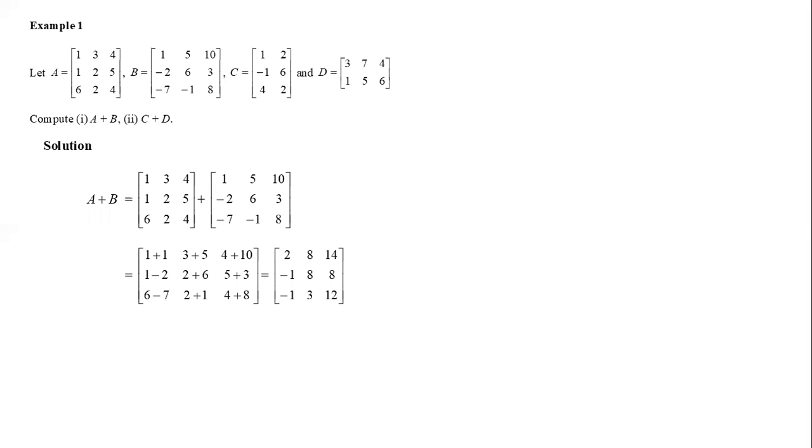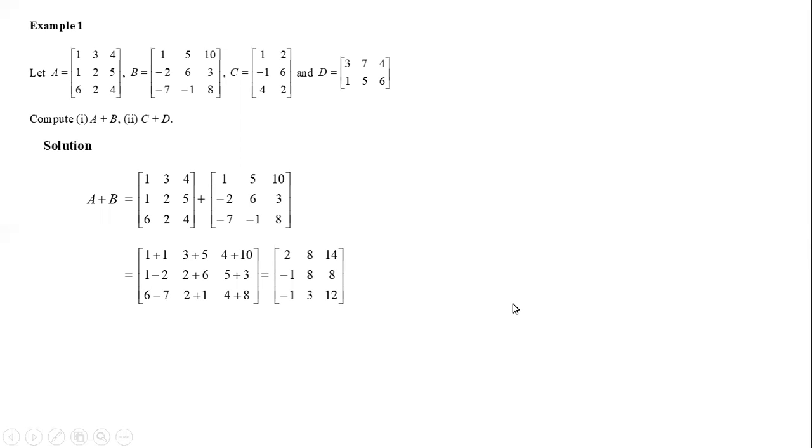And the second element of B is 5. I will add also together 3 plus 5, and I will do the same thing for all other elements. Then I will produce another matrix. This new matrix is now 2, 8, 14, minus 1, 8, 8, minus 1, 3, 2. Do you see that the new matrix produced is also of dimension 3 by 3? Do we see it? Yes.